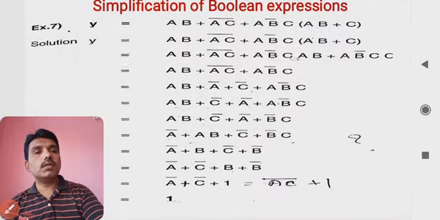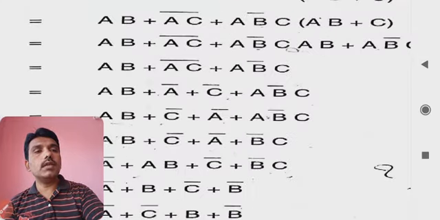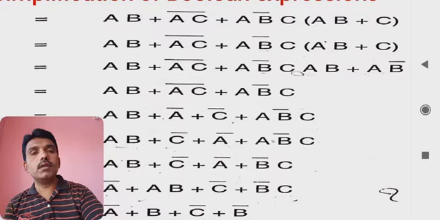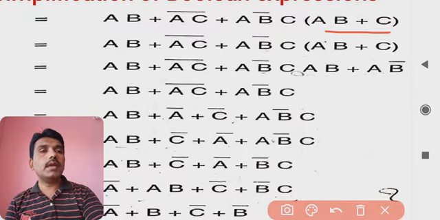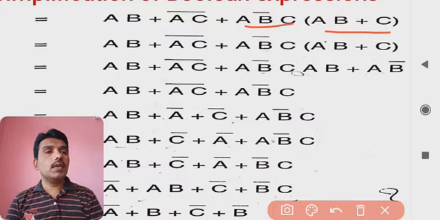Let's move on towards another one. Here is another simple example. Here AB or AC', or AB'C, and AB or C is there. Simply multiply this term AB'C with AB or C.